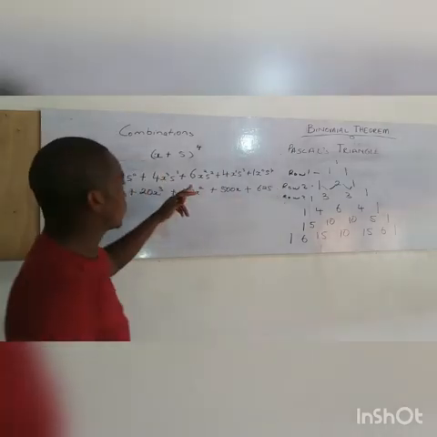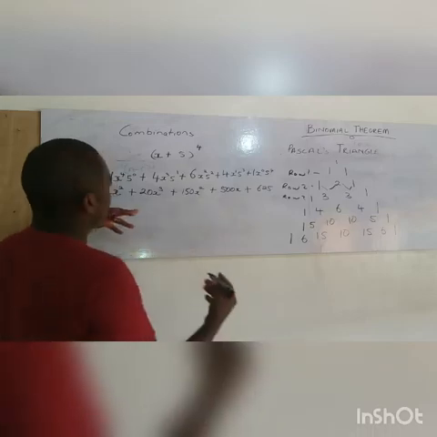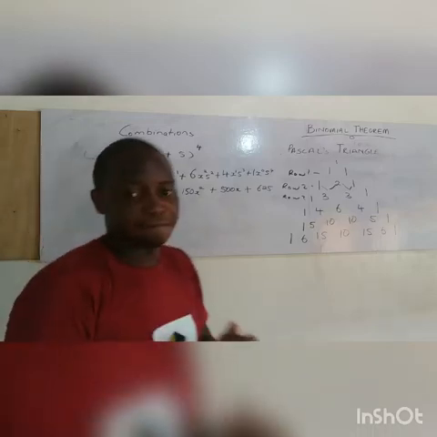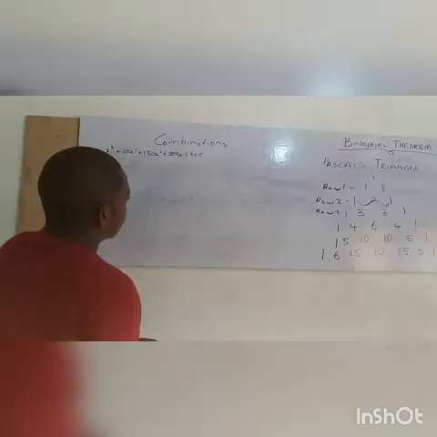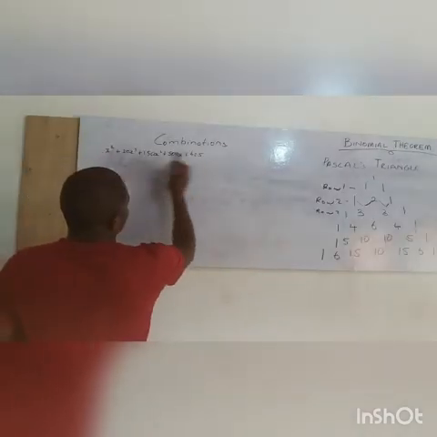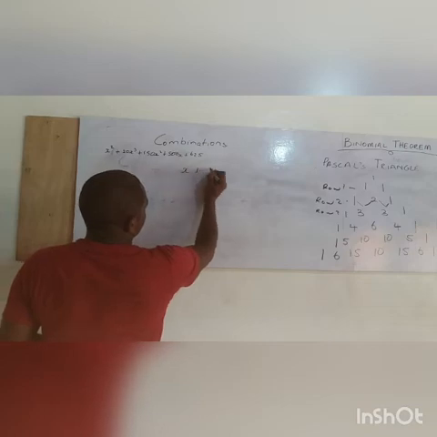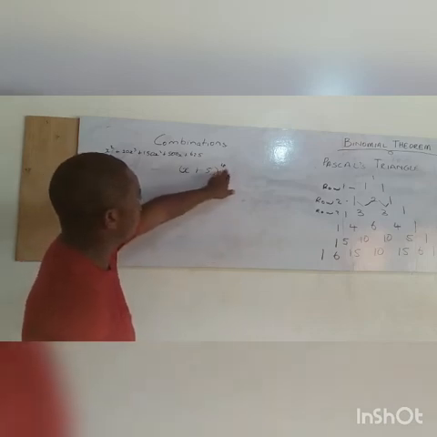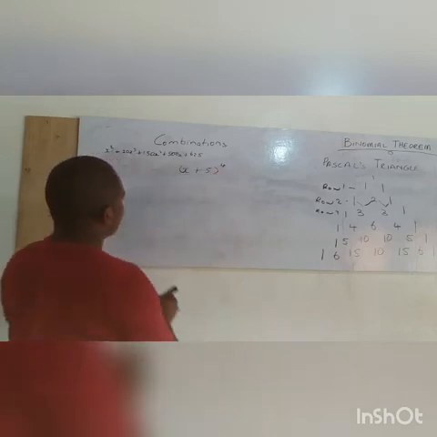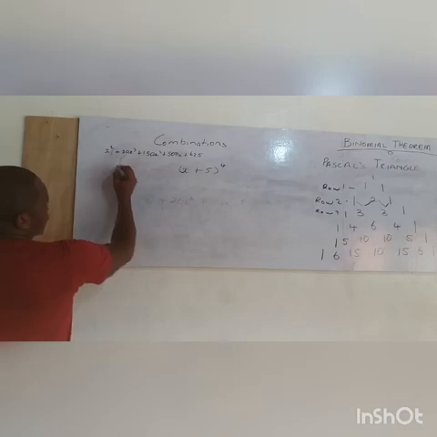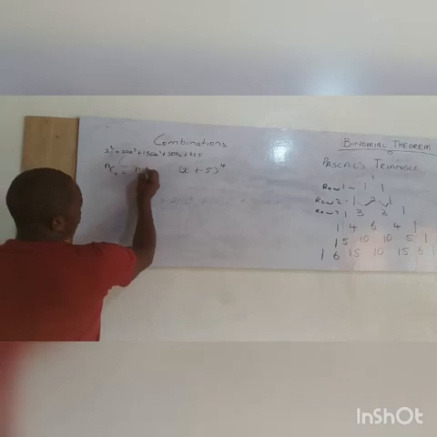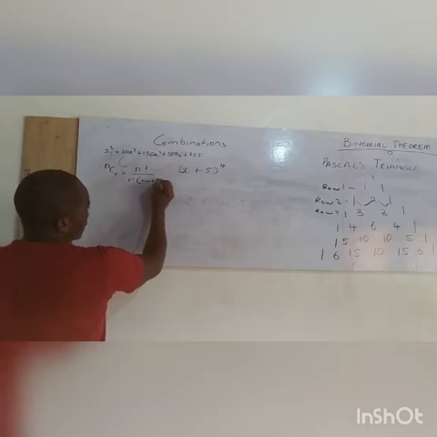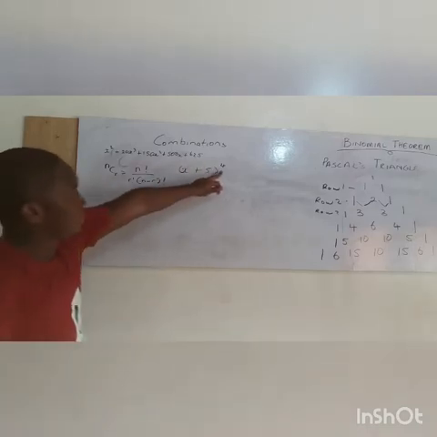So we'll do this same question using combinations and get the result. Okay, so this is it. Our question was x plus 5 raised to the 4, so this will be our value n. So our n will be 4. Remember our formula: n combination r equals n factorial divided by r factorial times n minus r all factorial.